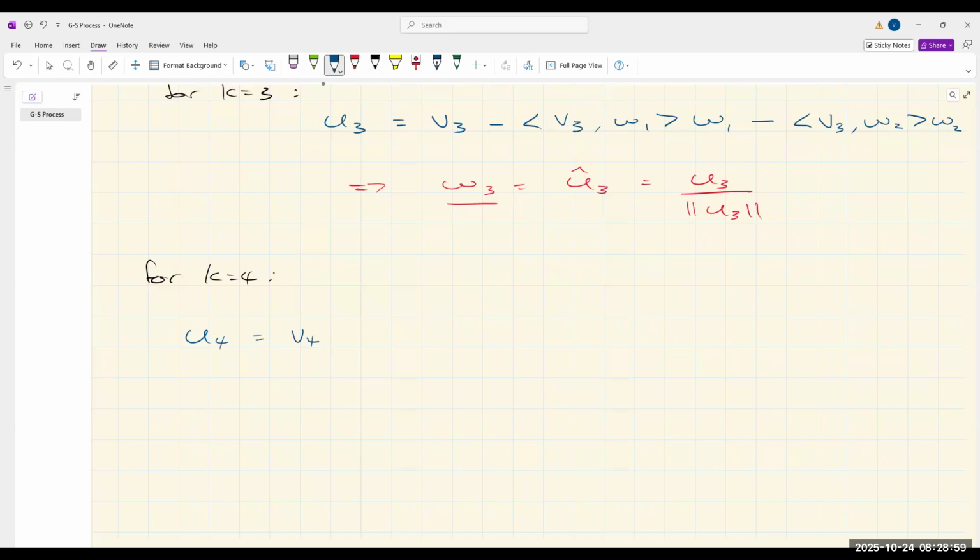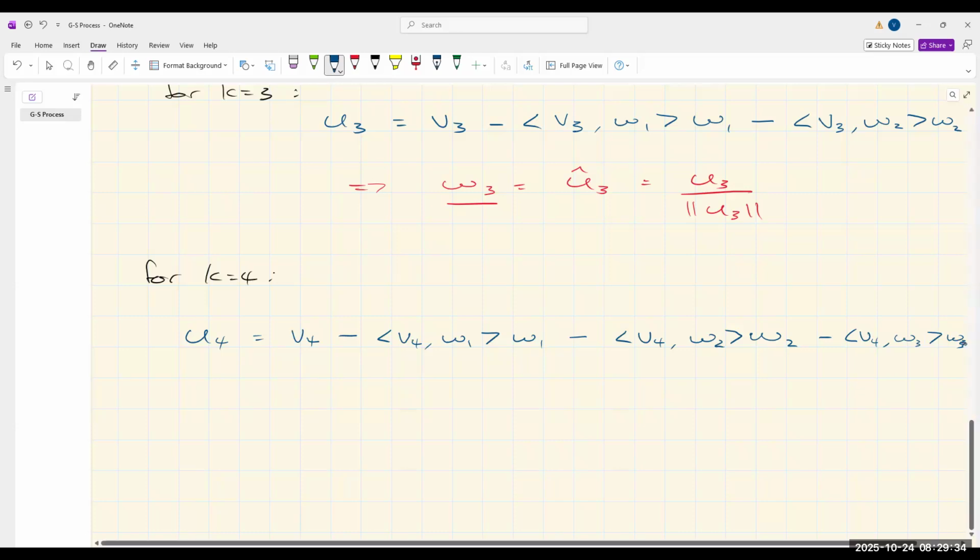And I'm going to subtract from V4 the inner product of V4 with all the other W's I have already. So subtract from it the inner product of V4 with how many W's do I have? W1, W2, W3. So I have W1 and I multiply that by W1. Then I subtract the inner product of V4 with W2 and I scale that with W2. Then I subtract the inner product of V4 with W3 and multiply that by W3. So three terms here.